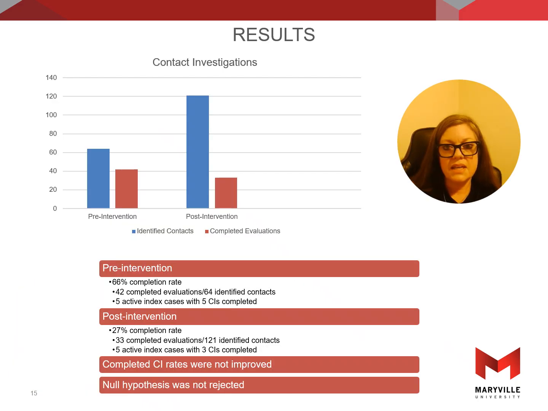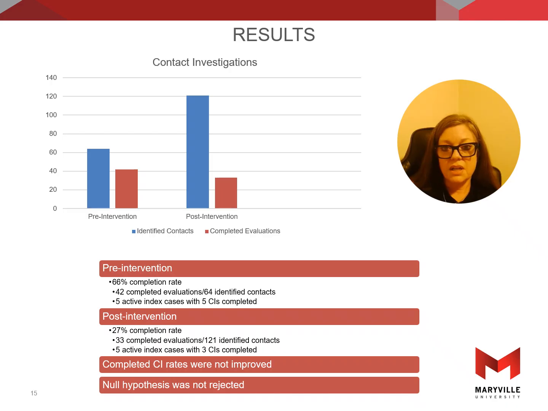The graph on this slide clearly shows the results of the project. The blue columns are the total number of identified contacts pre and post-intervention. The red columns are the number of identified contacts that were fully evaluated. There is clearly a difference in the two populations' proportions. There were more contacts identified, with fewer evaluated in the population that received the intervention.